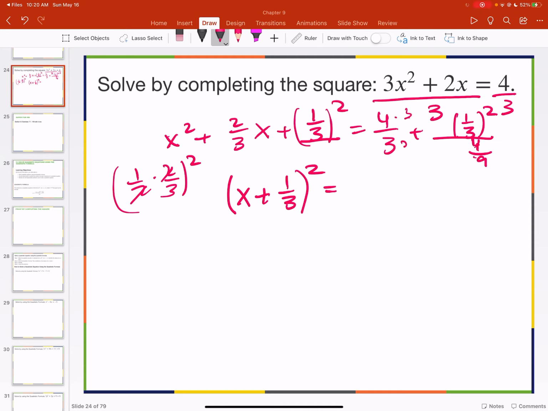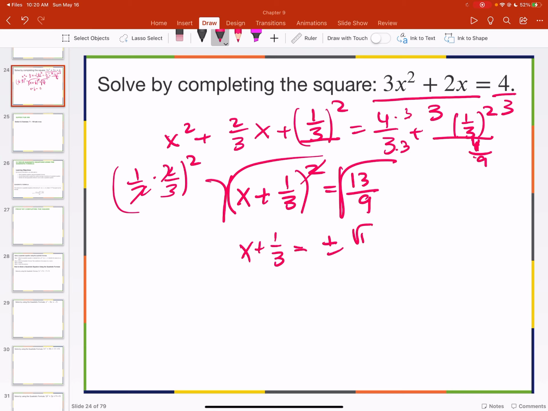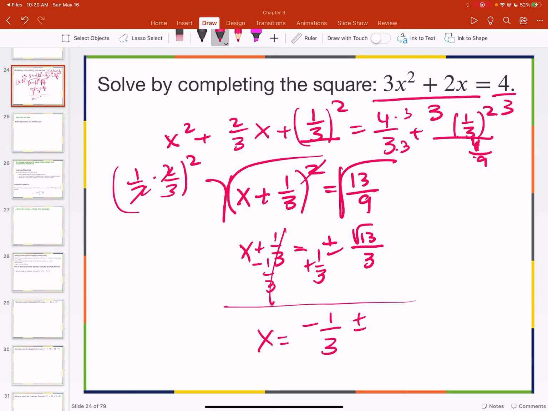So then this is times 3. So you get 12/3 plus 1/9, 12/9 plus 1/9 is equal to 13 over 9. Square root. Okay, x plus 1/3 is equal to plus or minus square root of 13 over square root of 9, which is 3. Minus 1/3 on both sides. X is equal to negative 1/3 plus or minus square root of 13 over 3, or negative 1 plus or minus square root of 13 all over 3.